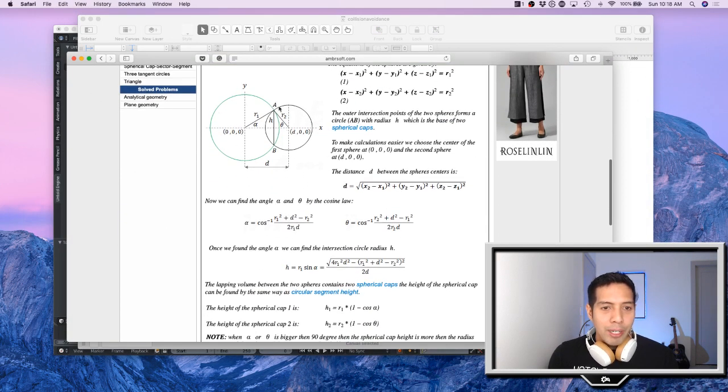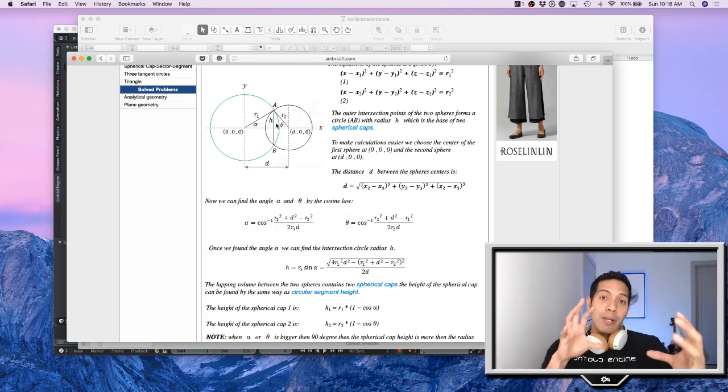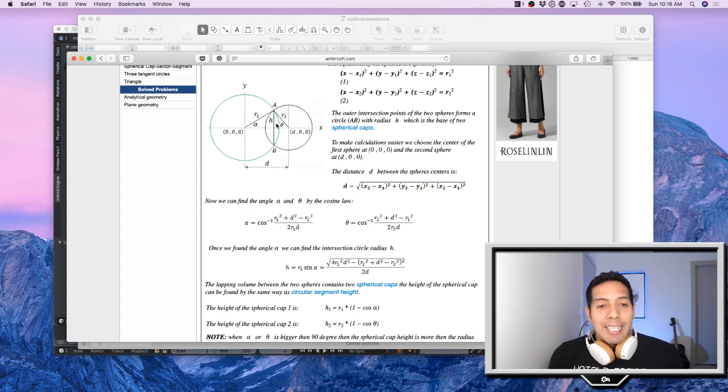These are two spheres right here, right? Intersecting. The line segment AB, if you look at it from a 3D perspective, is actually a circle. Now, if you recall, to create a plane, you need the normal vector of that plane, and you need a particular point on that plane, right?